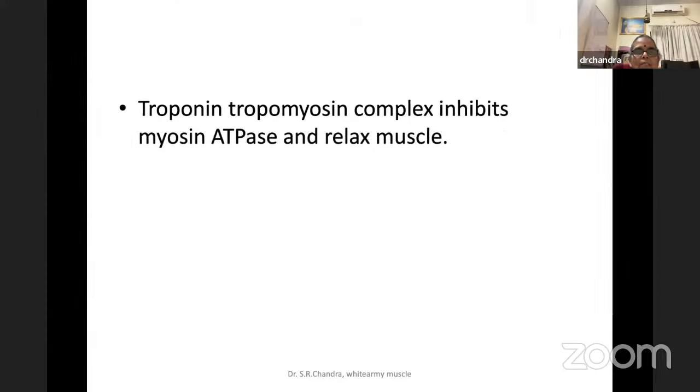So in this part, you remember between two Z bands is the sarcomere, and the A band contains myosin, the other one contains tropomyosin and troponin. And the troponin tropomyosin complex inhibits myosin ATPase and relaxes the muscle. So the troponin tropomyosin complex inhibits myosin ATPase and relaxes the muscle.